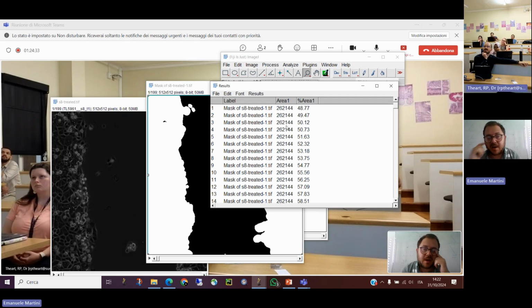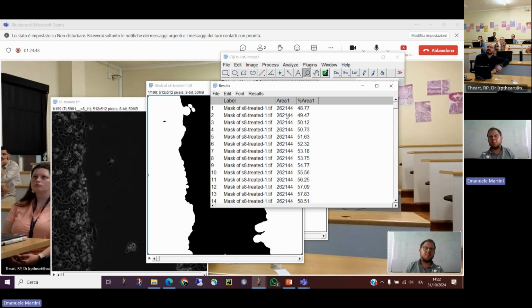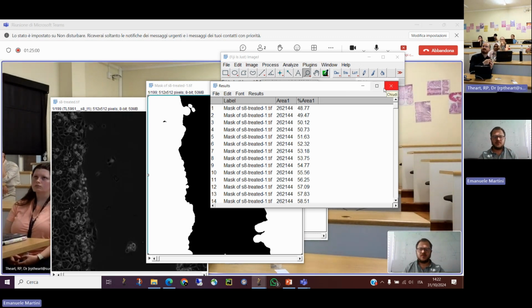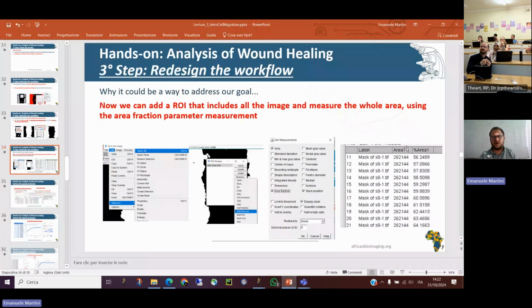Okay, so now what you will see is that you have the area of the image and then the percentage for each time point. So for us, it will be easy to find the area covered: just multiply the percentage of area covered by the total area of our image. And this will give you what we wanted, a single value for each time point. Okay, so now this is what you will obtain.